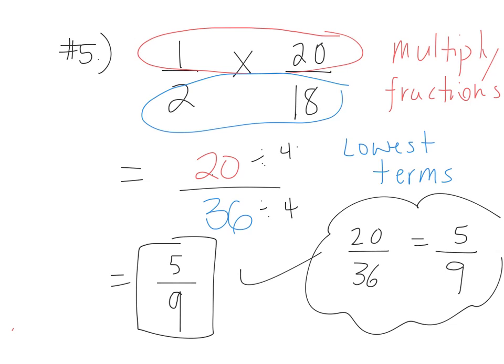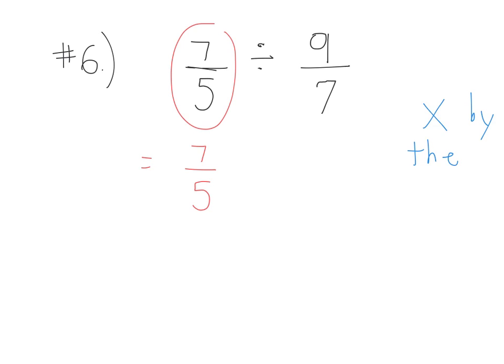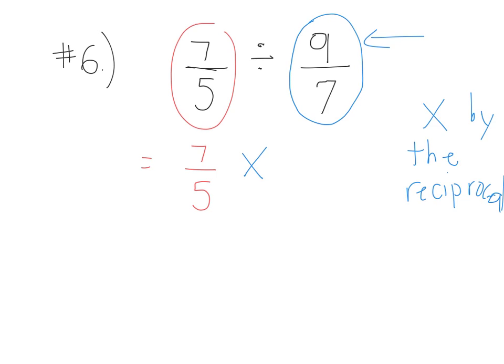Okay, now I'm going to do one more question to show you how to divide fractions. When you divide fractions, the first fraction stays as 7 over 5, and what you do is you multiply by the reciprocal. Do you guys remember what this word means? No. You haven't learned this yet? No. Okay, so what that means is that instead of writing 7 over 5 divided by 9 over 7, I'm going to write 7 over 5 times the reciprocal of this. Do you know what a reciprocal is? A reciprocal is a number that when multiplied by a given number gives 1 as the product.